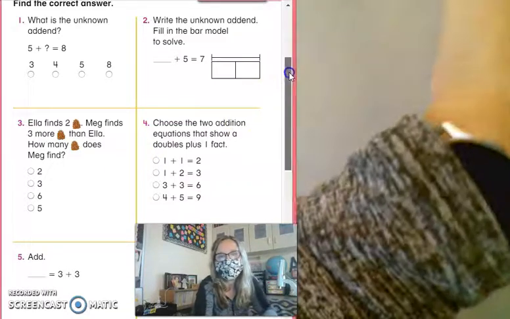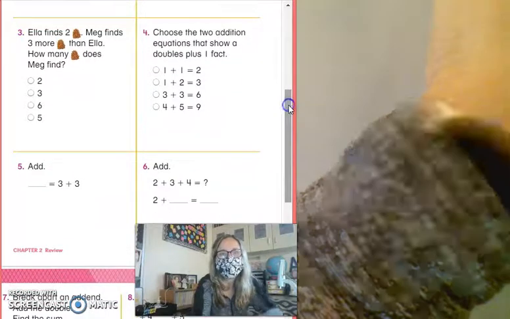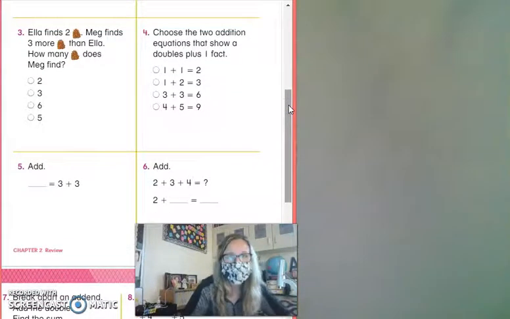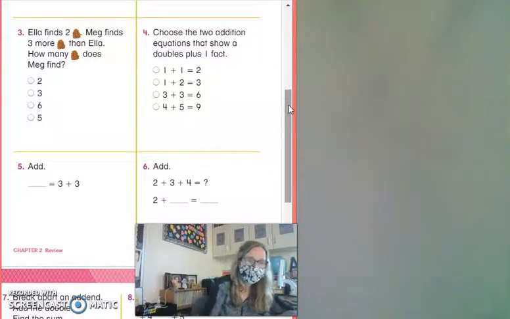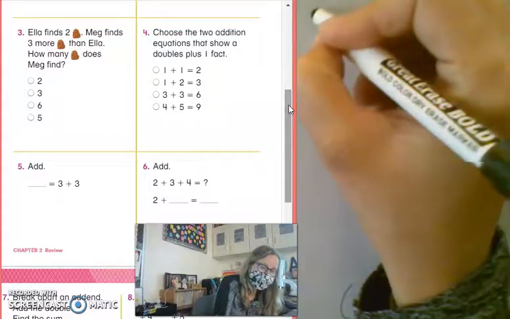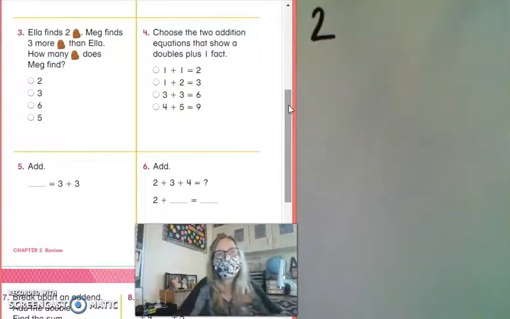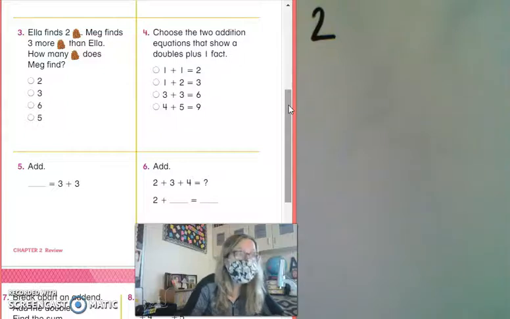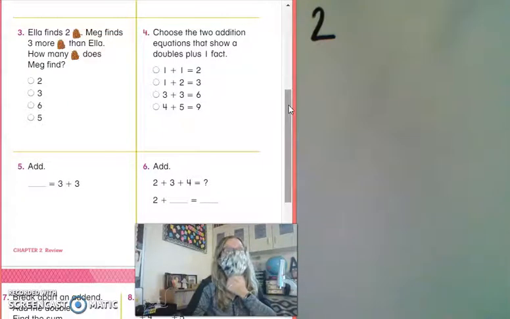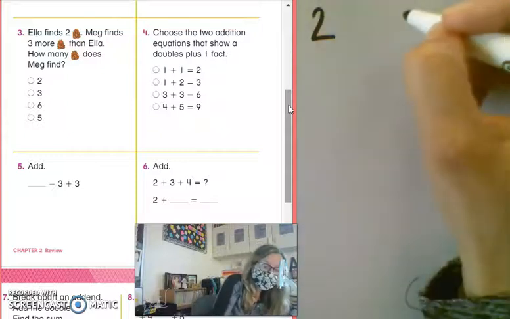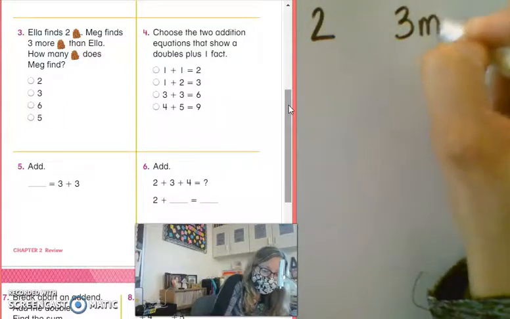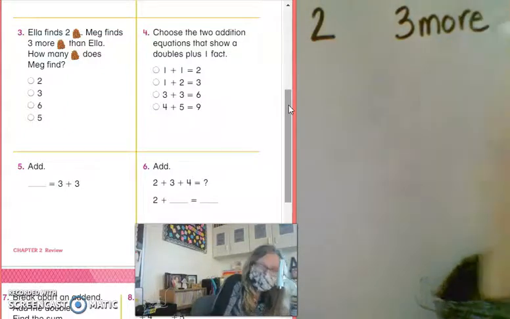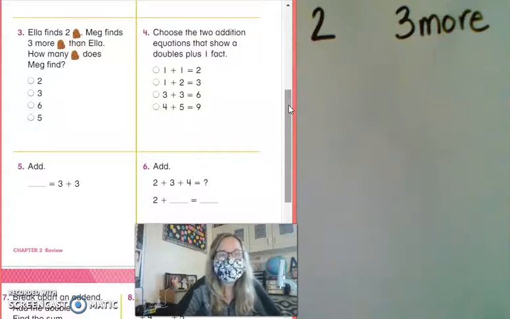Number 3 here says, Ella finds 2 pine cones. Circle 2 pine cones. I'm going to write it down. You circle 2 pine cones. It says Meg finds 3 more than Ella. So circle 3 more than Ella. I'm going to write down 3 more. Then it says, how many does Meg find?